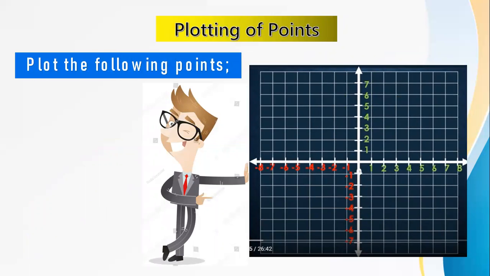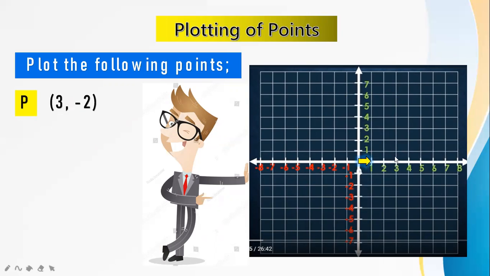Plotting of points. Plot the following points. We have P. Again, the first number is your x and the second number is your y. So your x is 3 and your y is negative 2. We have the point of origin as your starting point, and therefore you move 3 units along the x-axis.